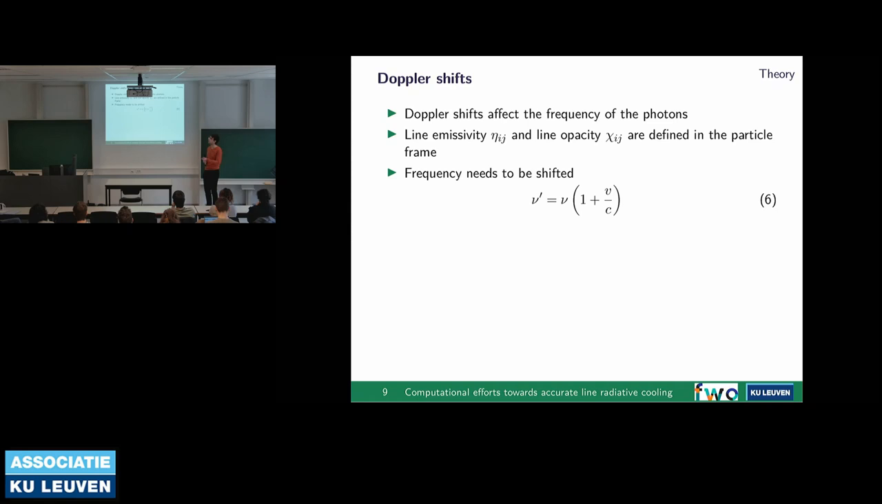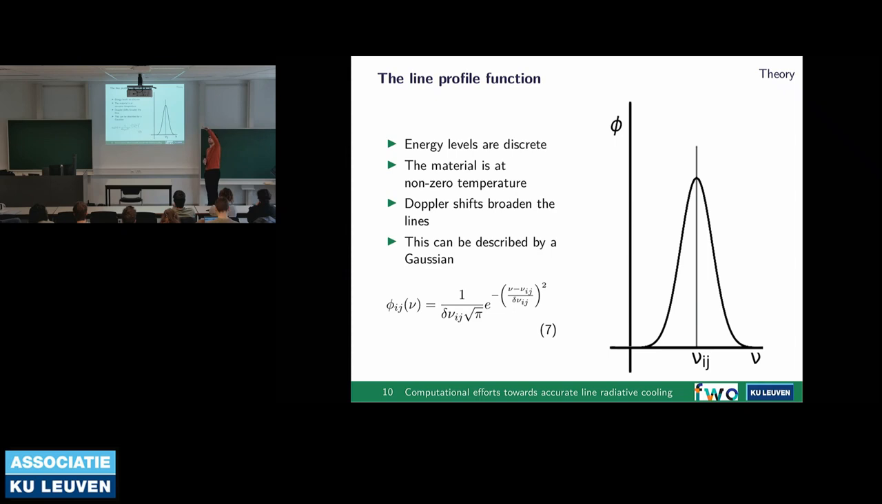Because I've told you the energy levels are discrete, so I expect a Dirac delta function for this line profile. Well, no. These particles of gas are moving around a bit because the temperature is obviously non-zero. So due to Doppler shifts, these lines get broadened from this Dirac delta to a Gaussian distribution, which we see here. There exist more complex line profile functions, like the Voigt profile, and other even more complex functions, but we are not going to talk about them in this seminar.